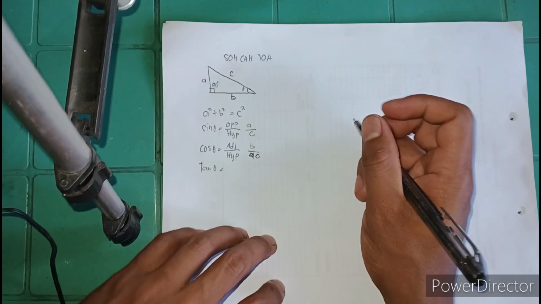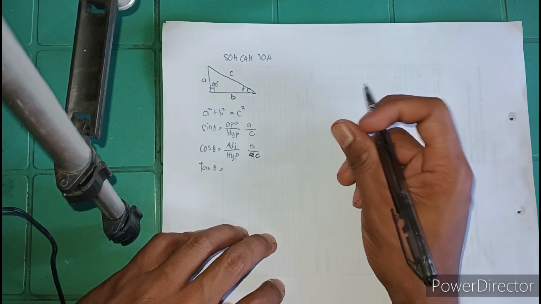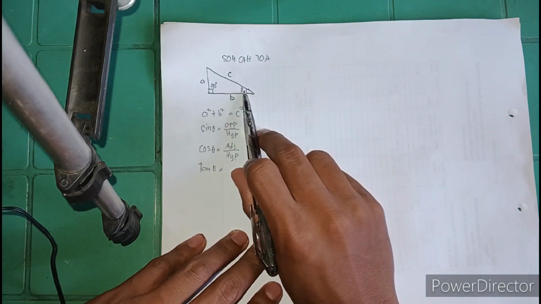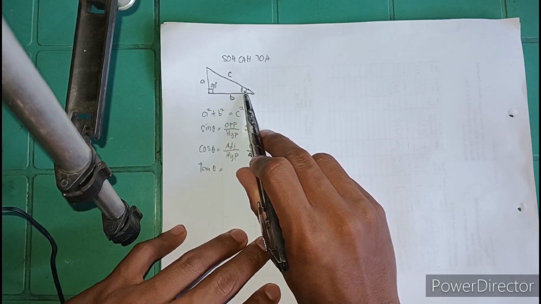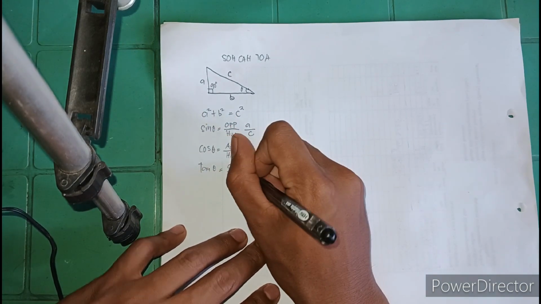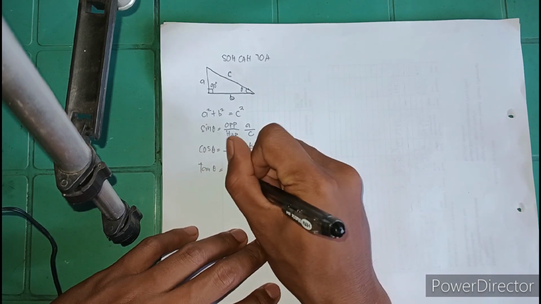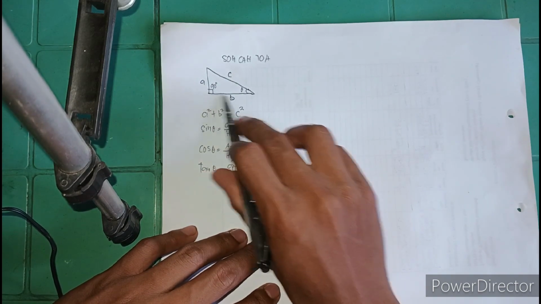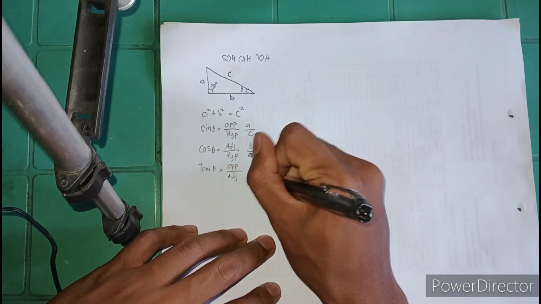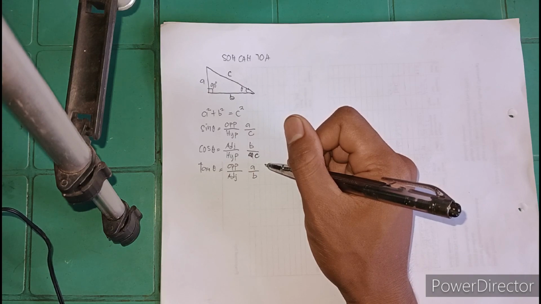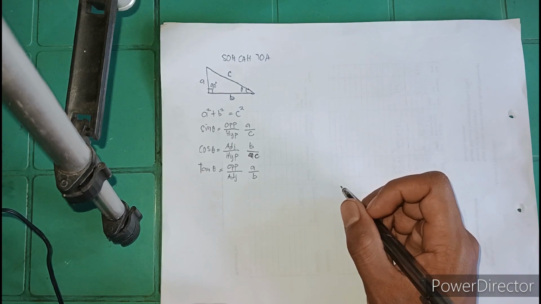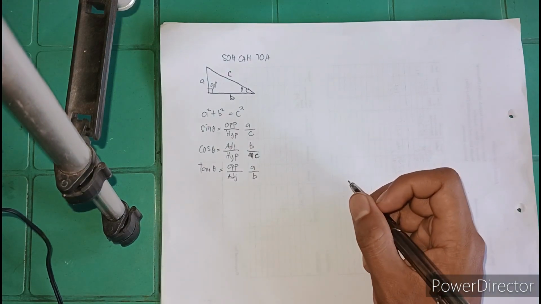Tangent theta is what? The opposite over adjacent. So opposite over adjacent for our angle theta: the opposite is A, and the adjacent is this leg here. So simply A over B. Those are the things we need to understand and learn about the right triangle.